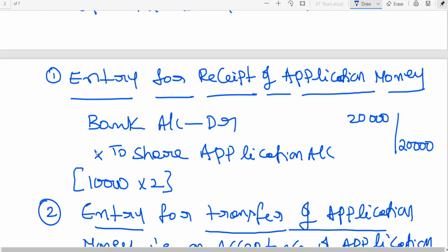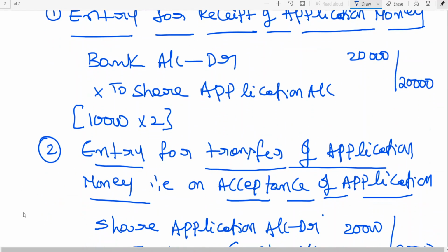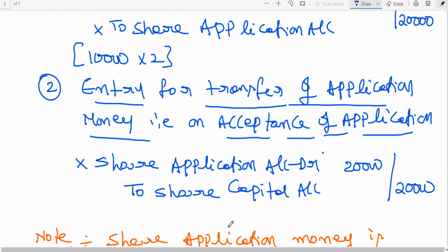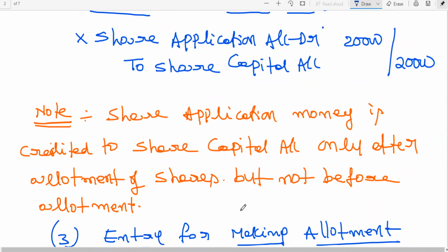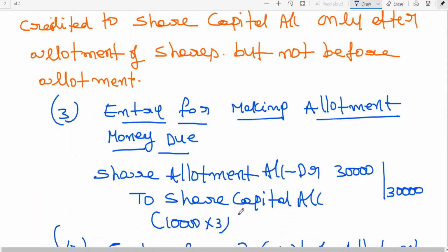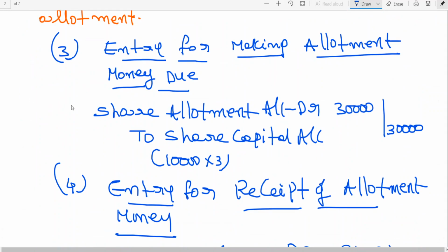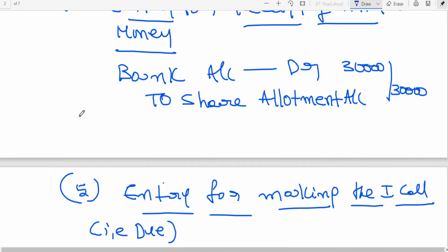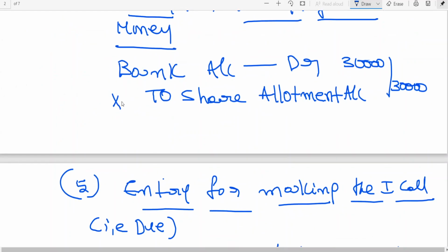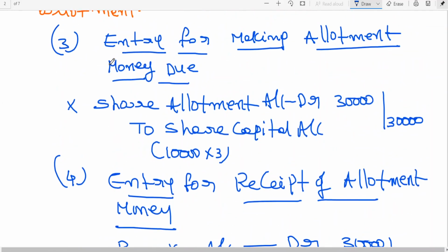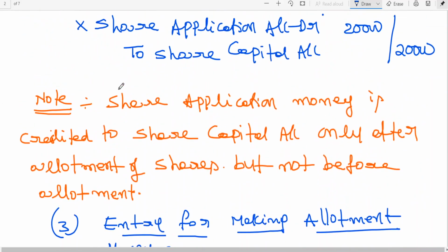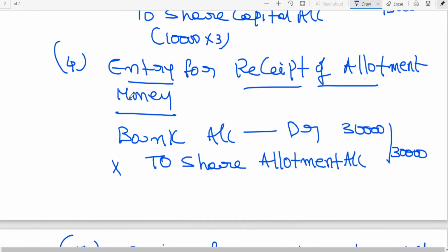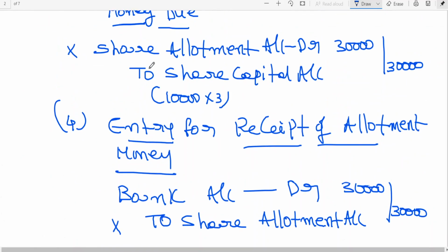Application credit into means cancellation. Application debit cancel, no? So bank to share capital first time, share allotment debit, share allotment credit, cancel, no? So come on, tell me what is that you are getting? Bank account debit to share capital, no?